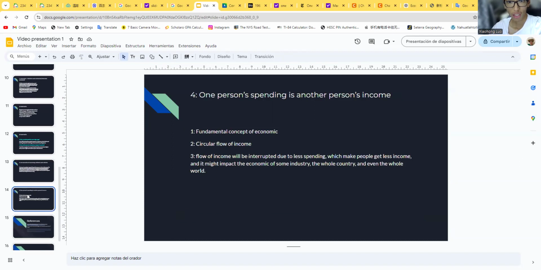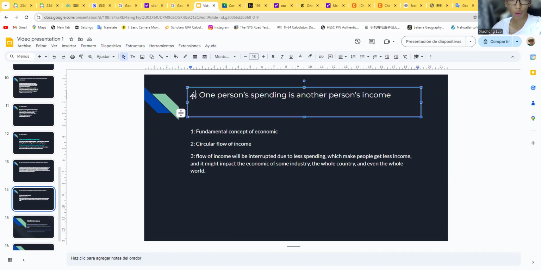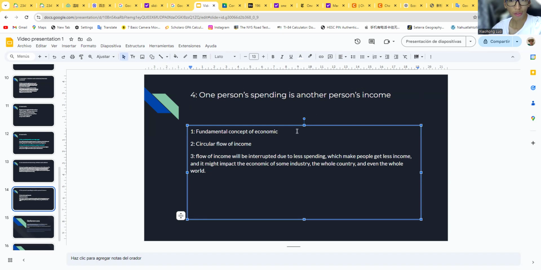Okay, next slide. So last but not least, I want to talk about the definition of one person's spending is another person's income. As you can see, it might be easy to understand based on the sentence or the context. So one person's spending is another person's income. This sentence actually reflects a fundamental concept of economics, which is known as the circular flow of income.